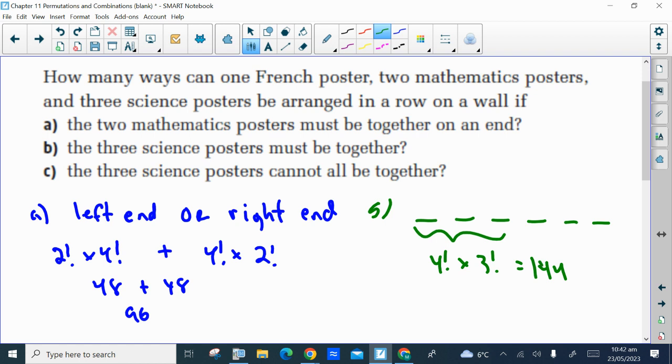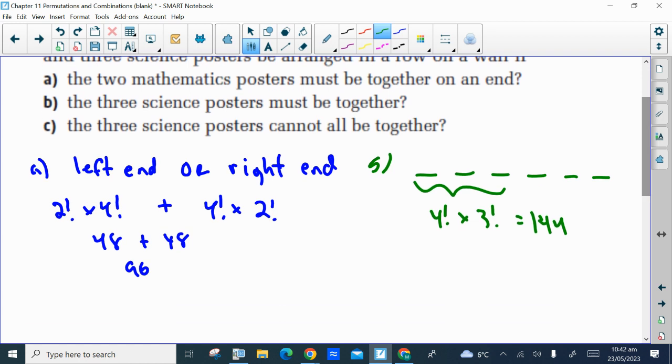What if the 3 science posters cannot be all together? So to do this one, I will do the way we did one earlier: take all possibilities minus the possibilities with the science posters together.